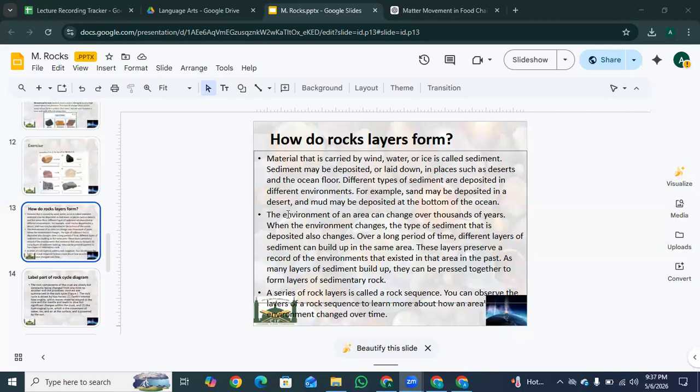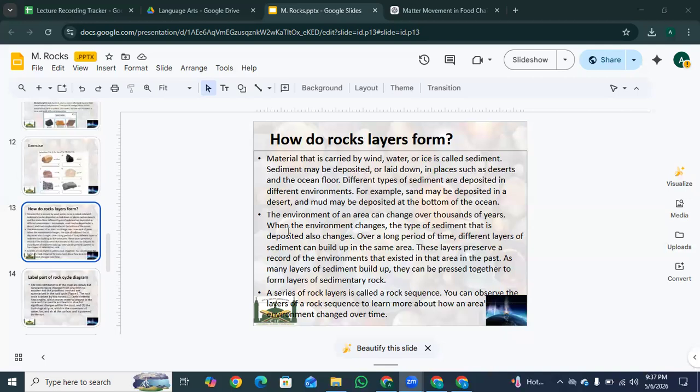Basically, the environment of an area can change over thousands of years. When the environment changes, the type of sediment that is deposited also changes. Over a long period of time, different layers of sediment can build up in the same area. These layers preserve a record of the environments that existed in the area in the past. As many layers of sediment build up, they can be pressed together to form layers of sedimentary rocks.